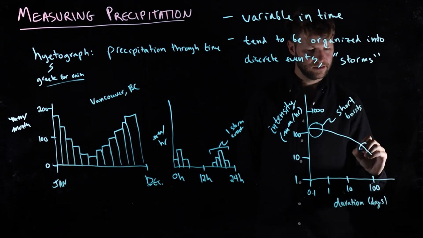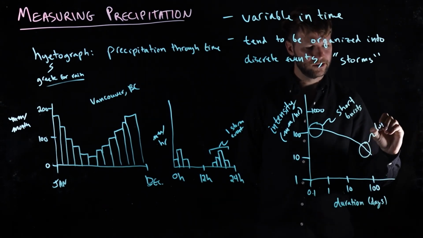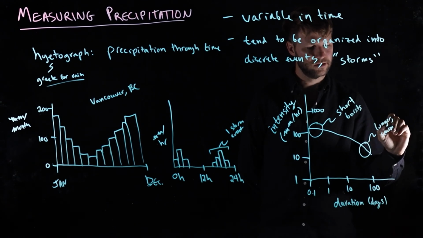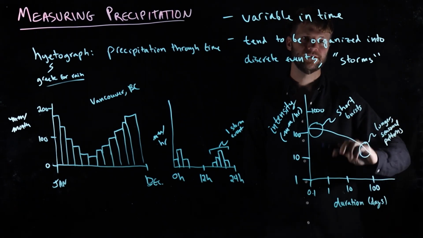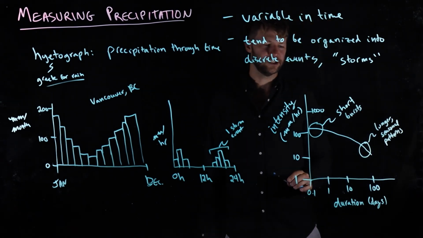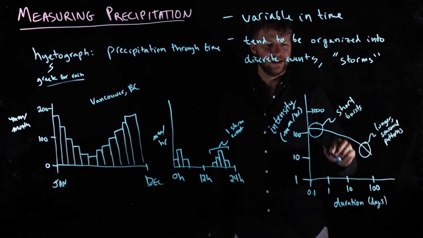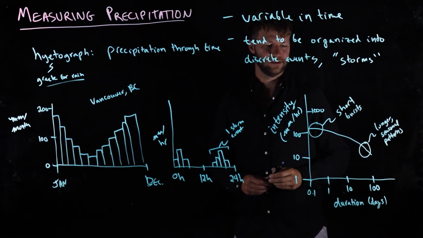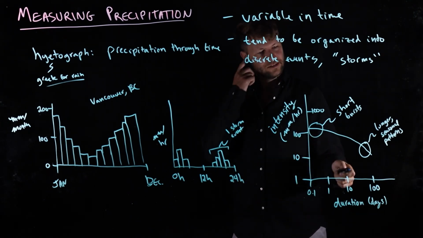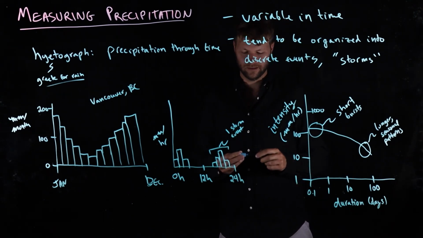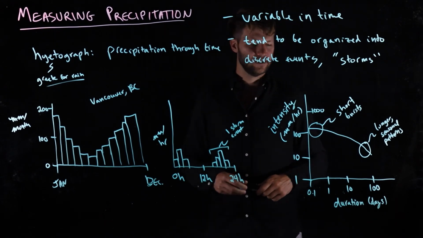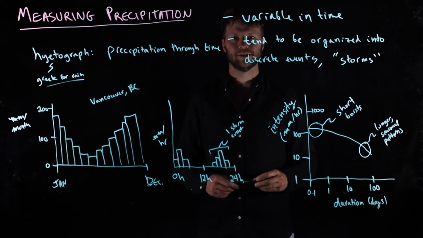Whereas here, we've got longer, maybe seasonal patterns of rainfall. And of course, this curve may be shifted up and down for any particular location in the world if it's rainier or drier. But in general, this decreasing trend is something that you should be aware of, that there's an inverse relationship between the intensity of rainfall and the duration over which we're measuring that rainfall.